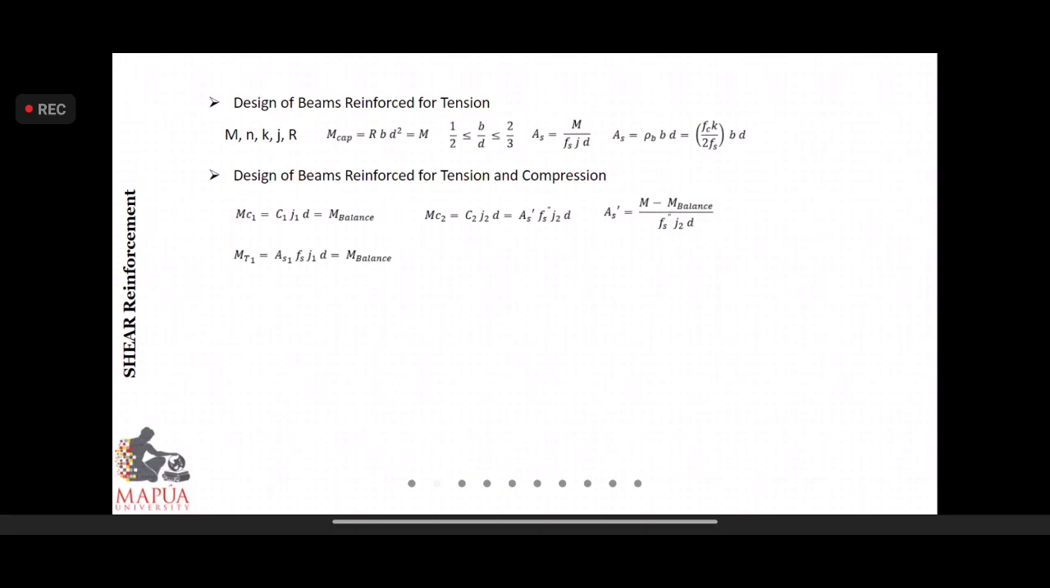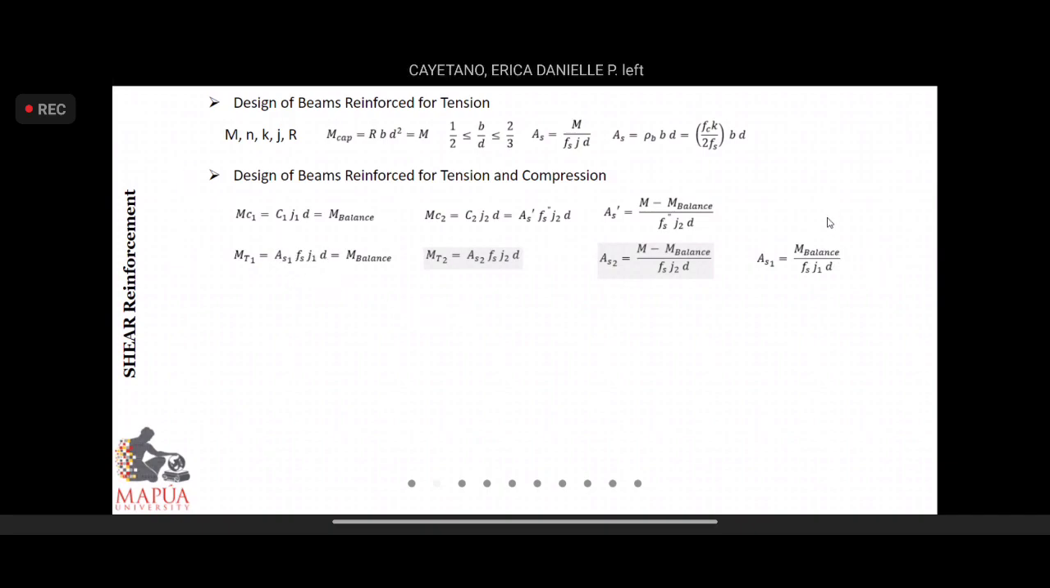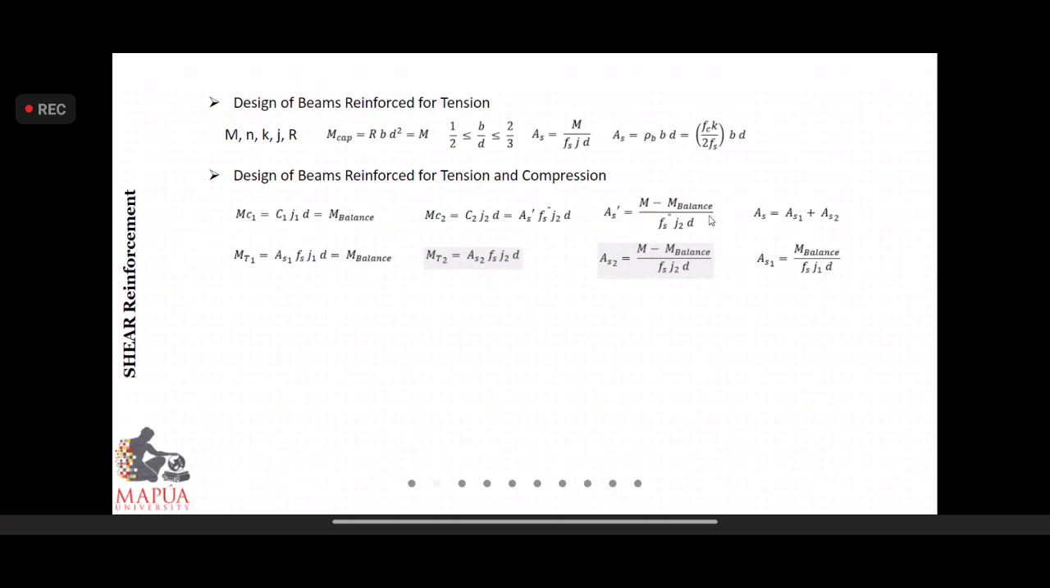Then we compute for MT1, As1 fs j1 d, as the balanced moment. And then this MT2 and As2 can be computed based on that, with the excess moment divided by fs j2 d. And the As1 as the balanced moment divided by fs j1 d. We take the sum, that will be the tension steel reinforcement. And this is the compression steel reinforcement.